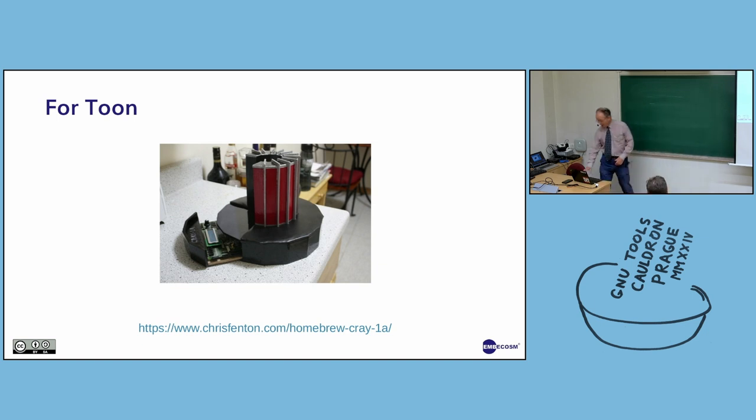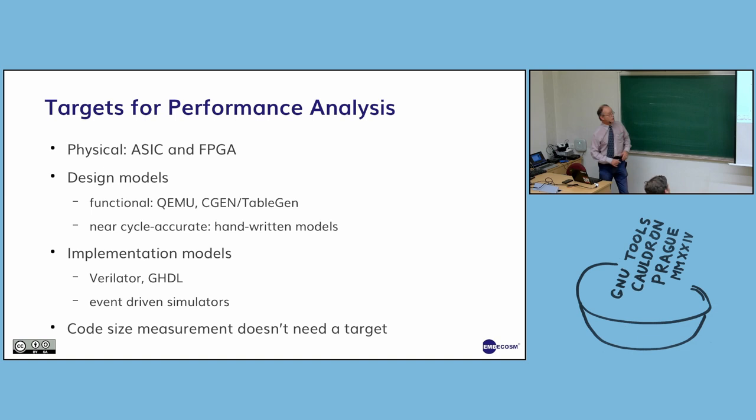Anyway, this is just really a summary of useful things on performance. What do you use for performance analysis? Well, ideally, you've actually got your chip, and that could be an ASIC or it could be an FPGA. The advanced ASICs will go nice and fast. FPGA, not so fast. Next thing is, they could be design models.